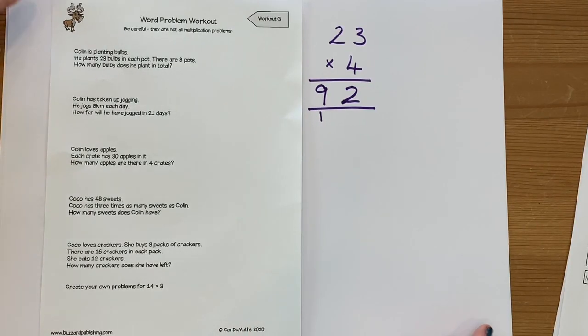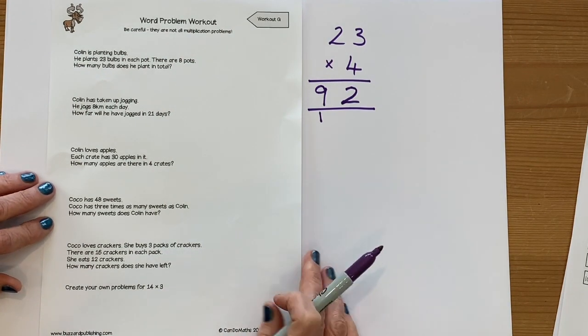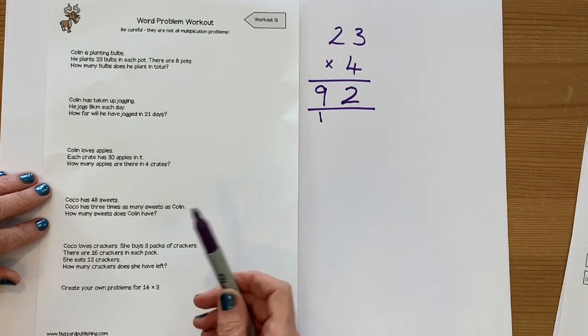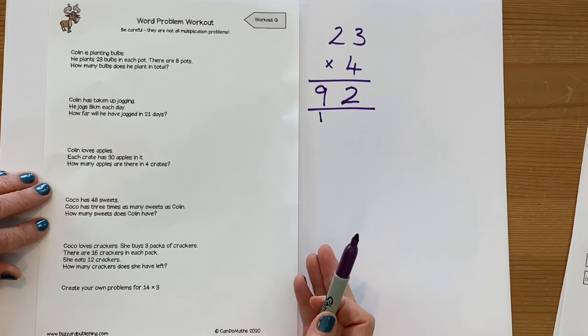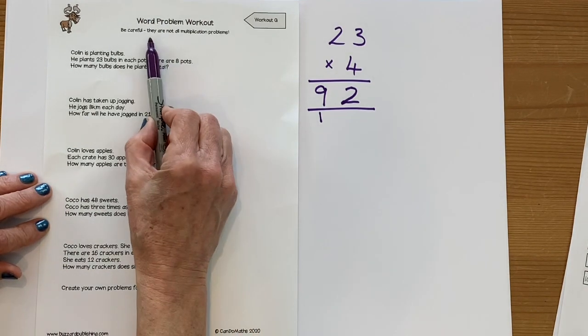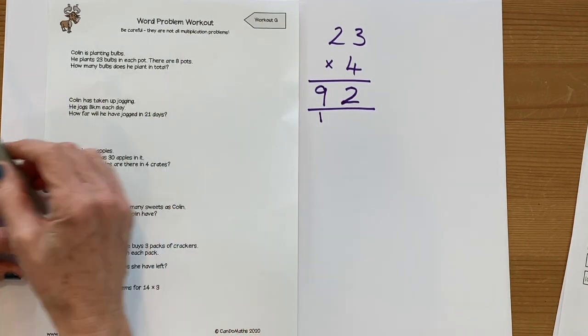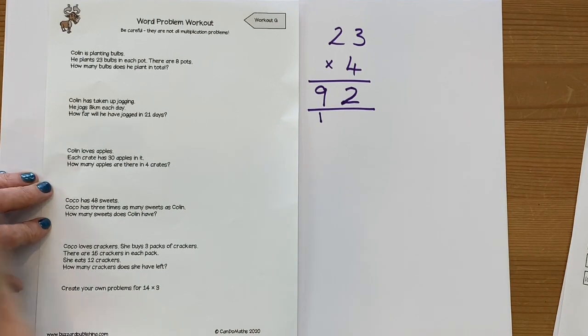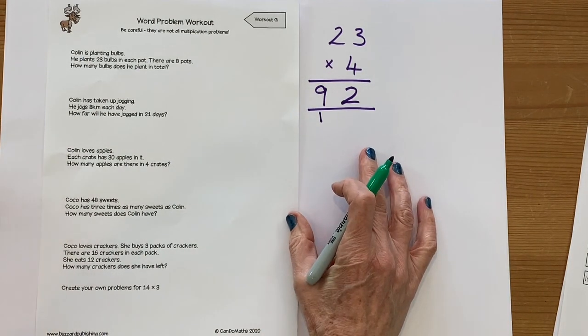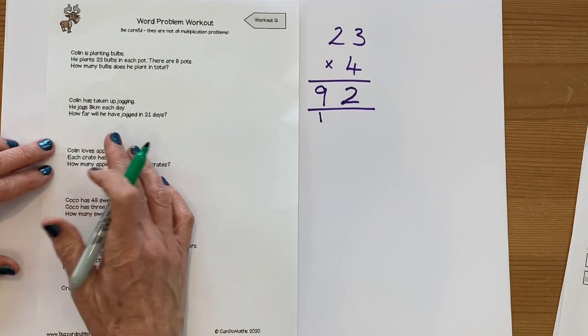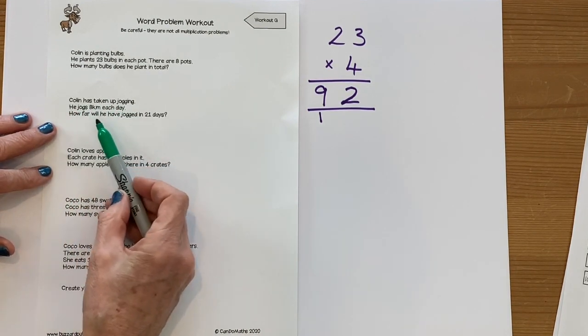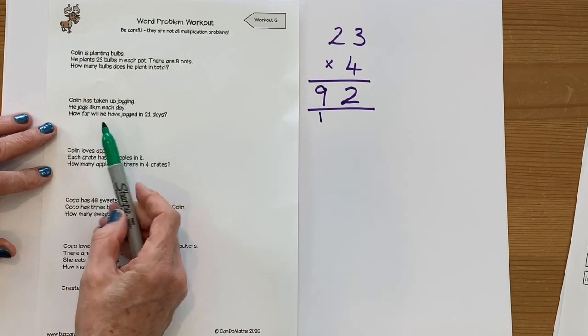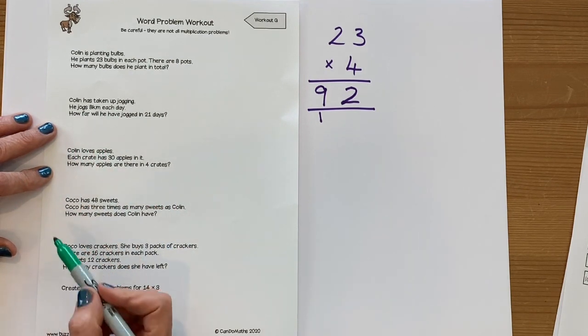So workout G is a selection of worded problems. Now, some of them are obviously going to practice multiplication. That's what we're working on this week. However, they're not all multiplication problems, so be careful. So what you might want to do is to think about a picture of some sort that tells you what it means. So for example, if we look at the second one here, Colin's taken up jogging. He jogs 8 kilometres each day.